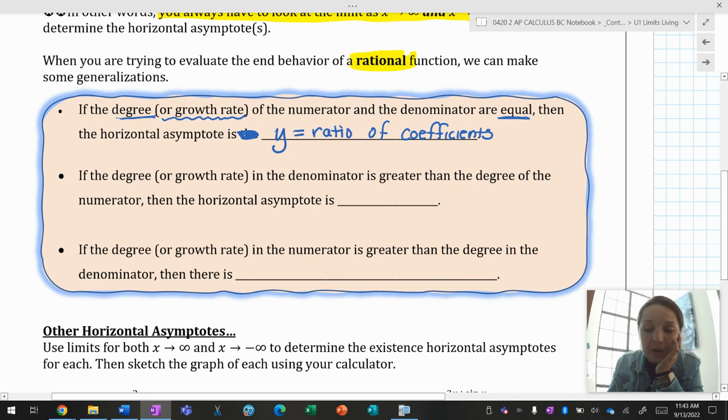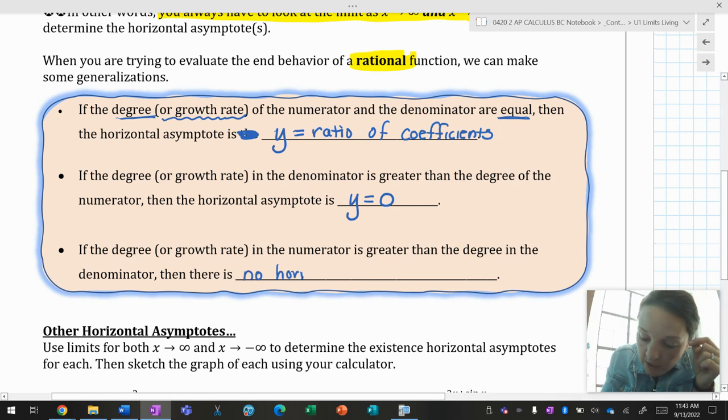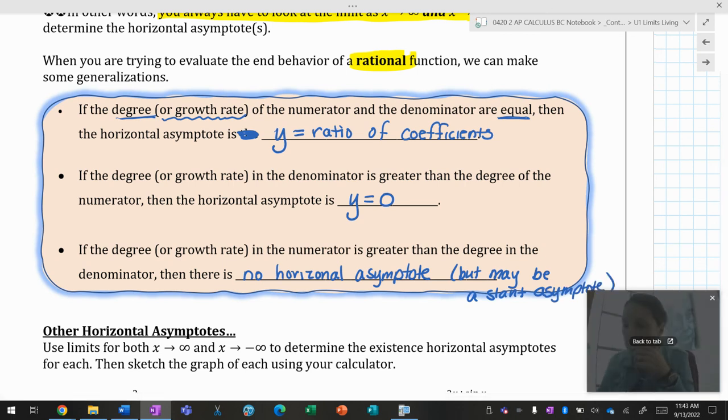If the degree or growth rate in the denominator is greater than the growth rate in the numerator, so if the bottom is bigger than the top, then you have y equals 0 as a horizontal asymptote. And if the degree of the growth rate in the numerator is greater than that of the denominator, if it's bigger on top, then there is no horizontal asymptote. But there may be a slant asymptote.